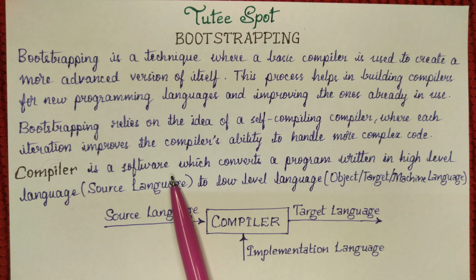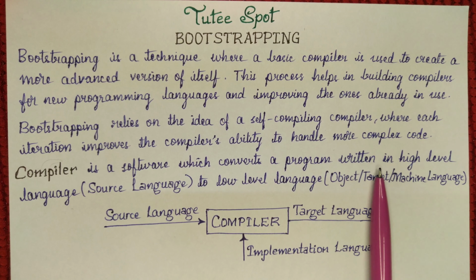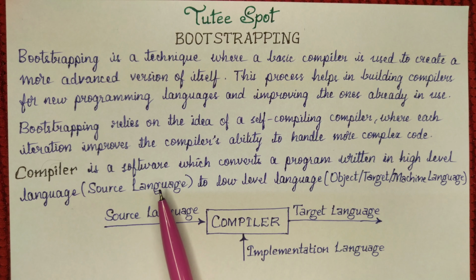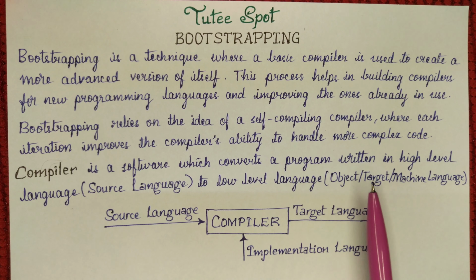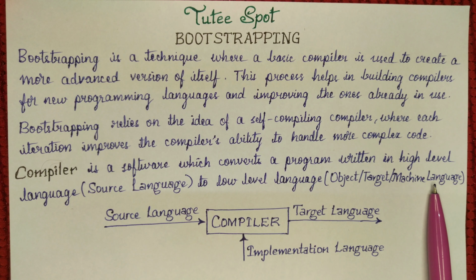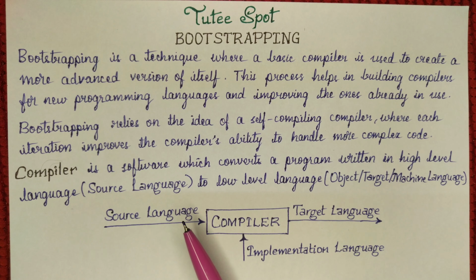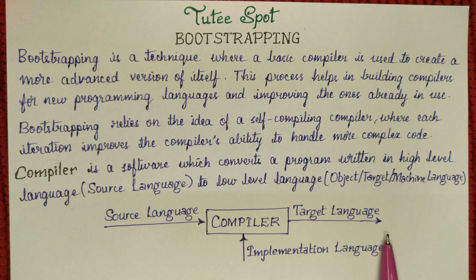So a compiler is software which converts a program written in a high-level language, that means the source language, to a low-level language. It can be an object, target or machine language. Any compiler is represented using source language, target language and implementation language. Implementation language is the language in which the compiler is written. The compiler accepts a program written in the source language and converts it into the target program of some other language. Then the compiler is implemented with some implementation language.